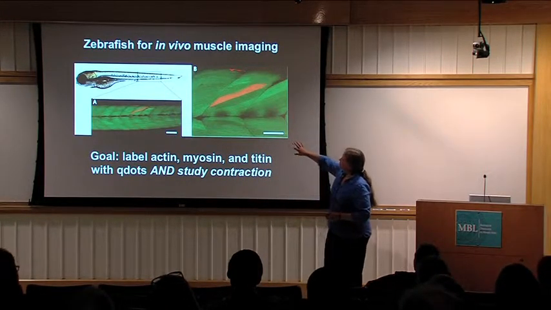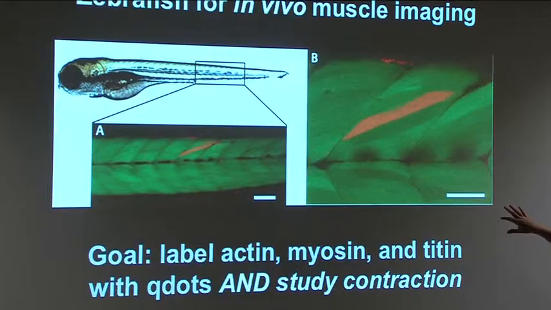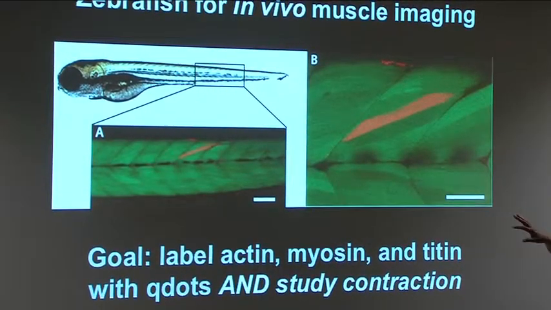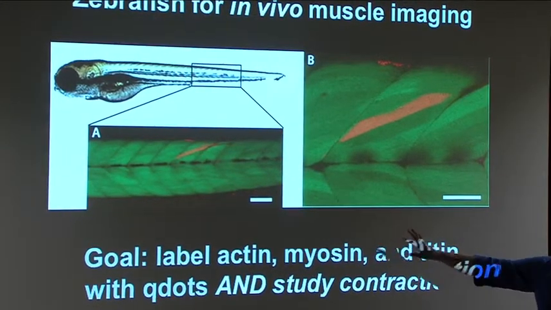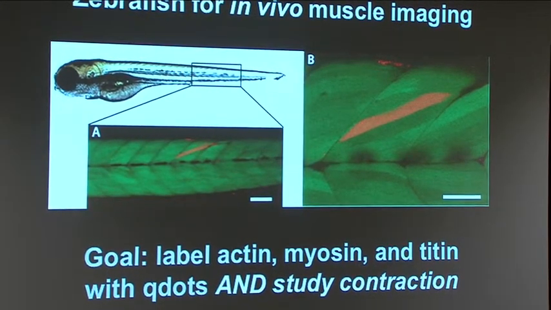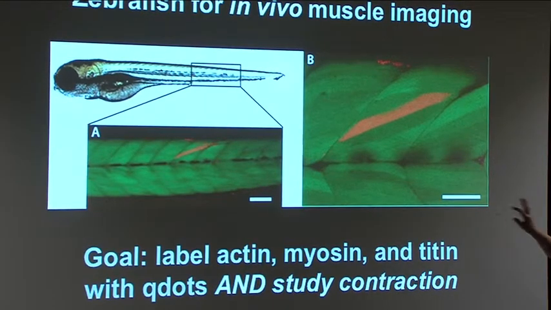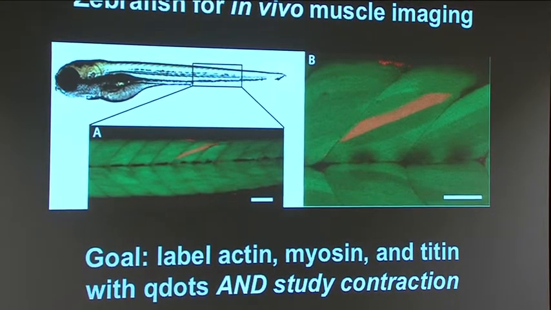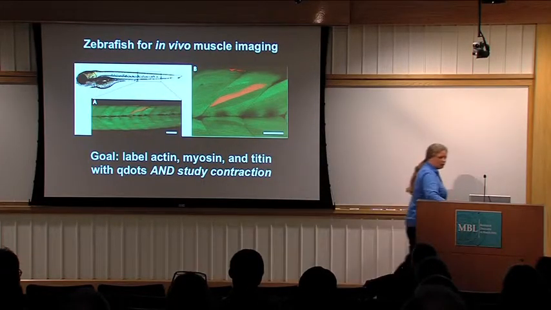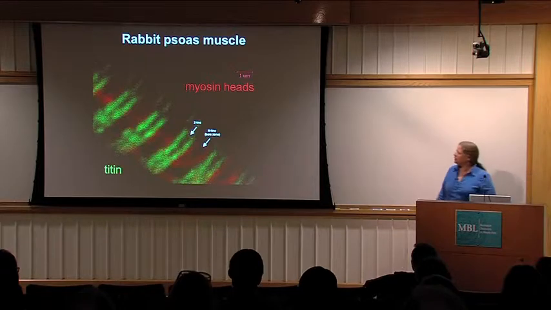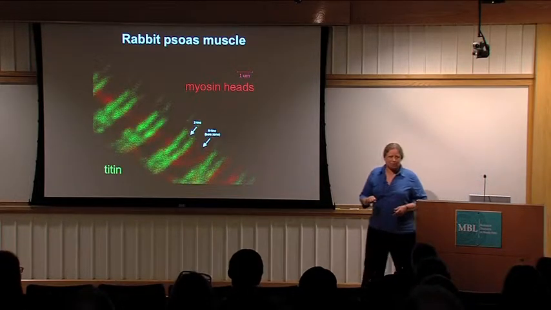But there are also real challenges with working with the zebrafish system in vivo for this, because at this point these were untargeted. We weren't doing any particular labeling. And in order to do labeling, we need to label and then somehow wash away the unbound label in order to do very specific labeling with quantum dots. And so we're moving to a rabbit psoas isolated muscle fiber prep.